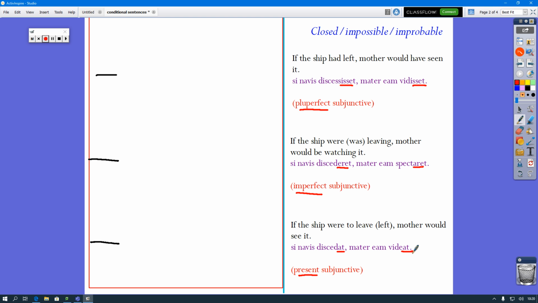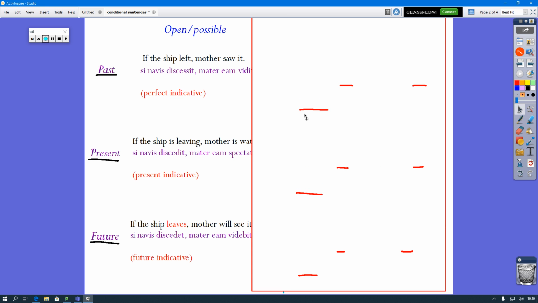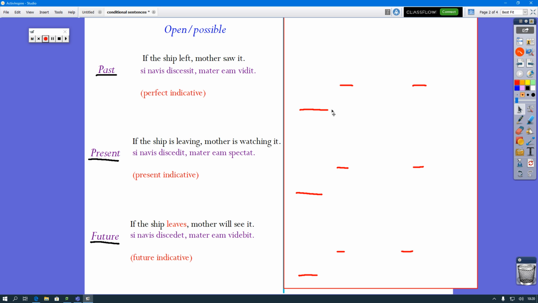So when we have a closed or improbable or impossible condition, we use a subjunctive. If the ship had left, but it didn't. If the ship were leaving, but it isn't. And if the ship were to leave, but to be honest, it's quite unlikely. With those sentences, I use the subjunctive. If I'm making no claims about whether it's going to happen or not, I just use the indicative. And again, for the sake of comfort, these are the conditions that you're going to find when you do GCSE.